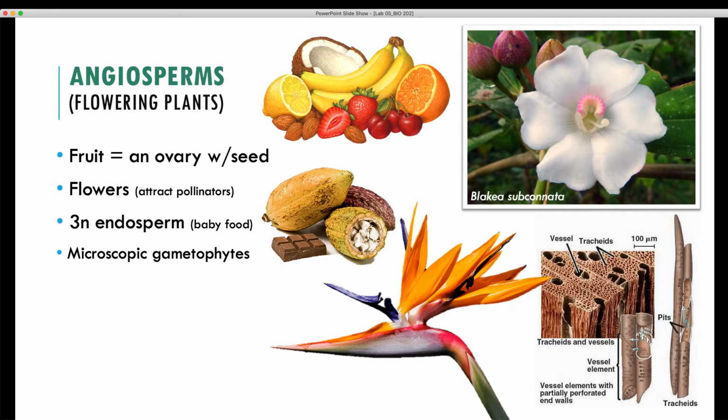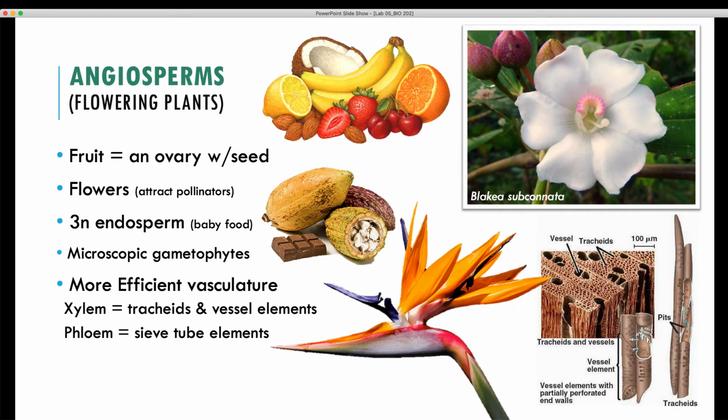We have microscopic gametophytes this time, very, very small, like we did before in our gymnosperms. And we have more efficient vasculature. So tracheids and vessel elements are our xylem, and then for our phloem, we have sieve tube elements. So tracheids, remember, are our boba straws, our bubble tea straws, and vessel elements also help out as well.